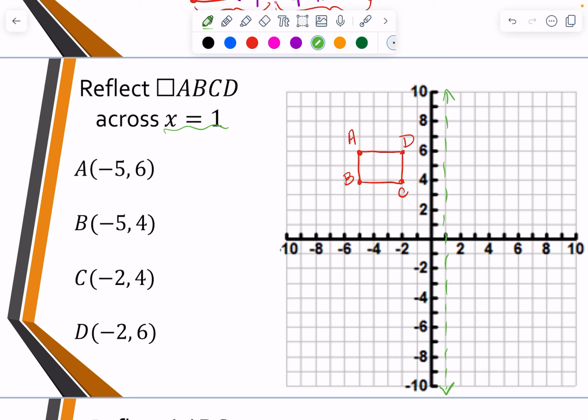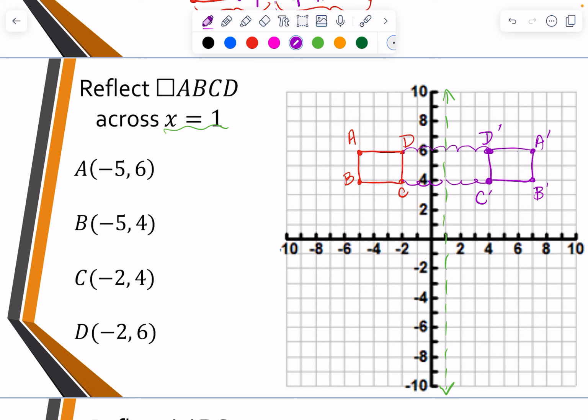Now, what we know is that if we count C to the line of reflection, there's 3. So now I go onto the other side, 3, and that's where I'm going to find the image C prime. Same thing with D, 1, 2, 3. Remember, they have to be equidistant, the pre-image to the line of reflection, as the distance from the line of reflection to the image. A then would be 6, so another 3 past D. And B prime would be another 3 past C prime. And there is our image after the reflection.